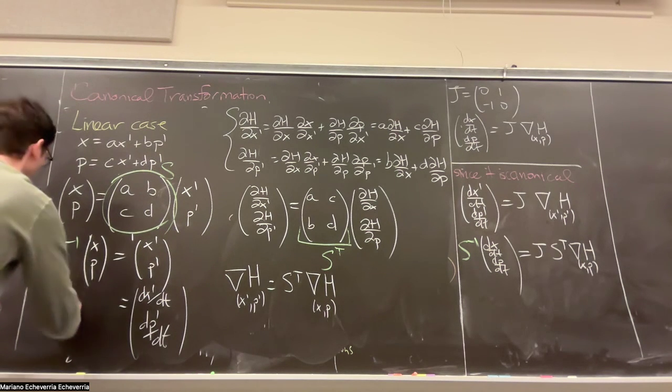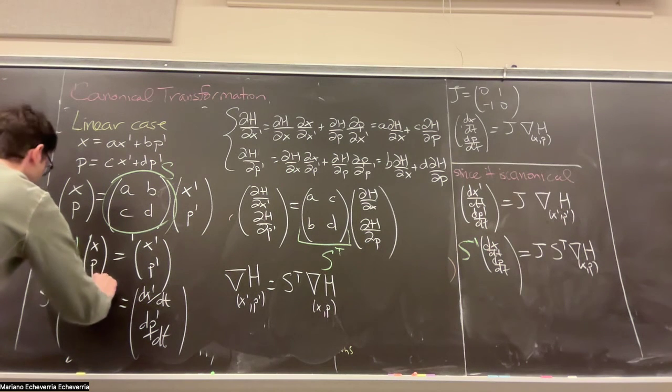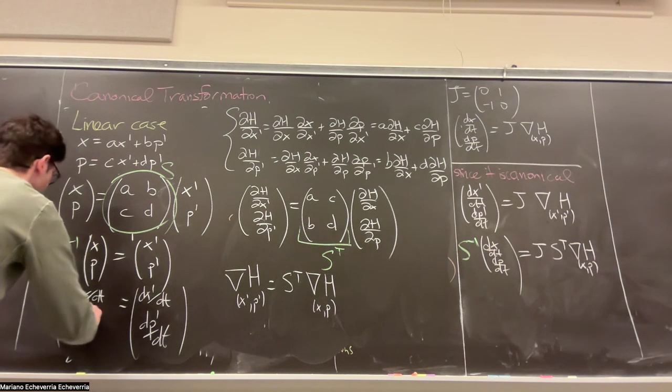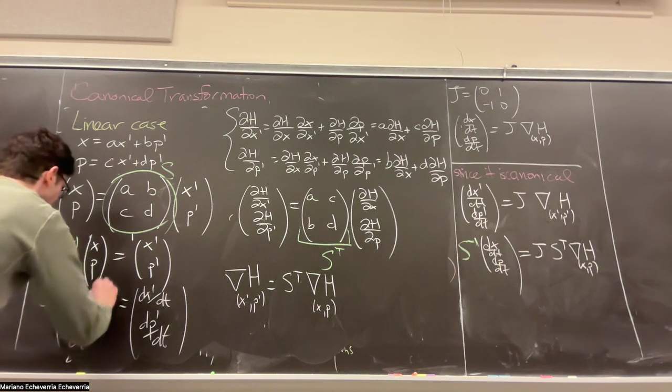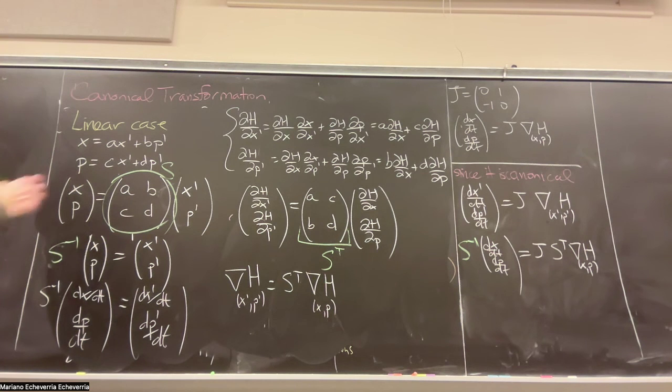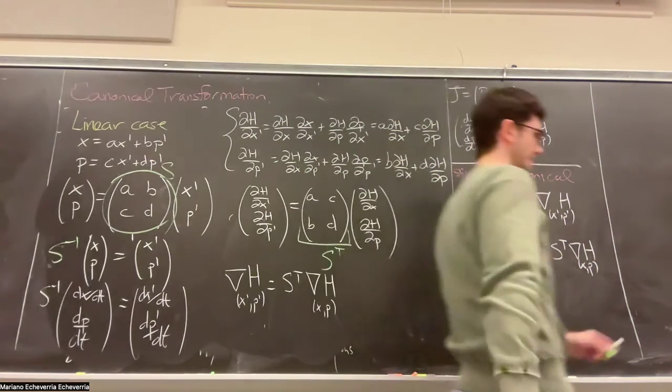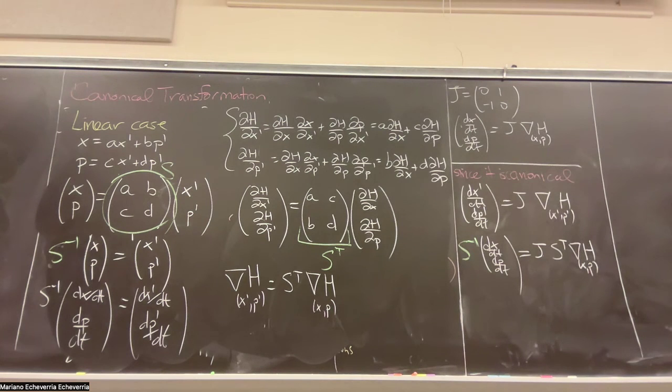Because the matrix doesn't depend on anything, the letters are actual constants. They don't depend on the position in phase space, or on time or anything. So the derivative with respect to time just goes through and ignores the matrix completely. Okay, so far so good.